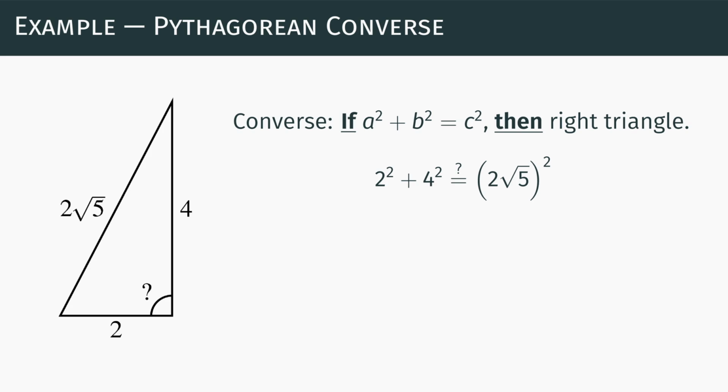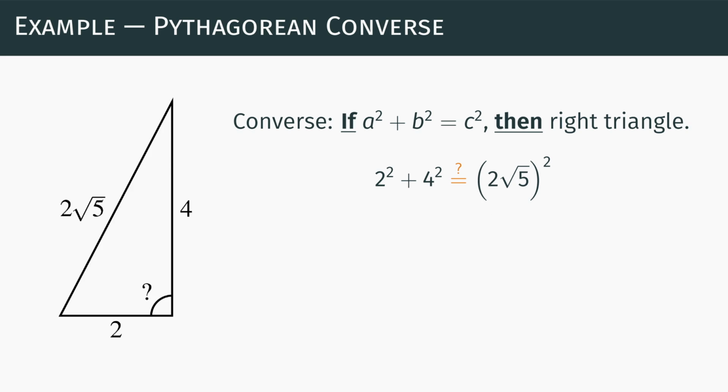We don't actually know that that's true. Notice I've got that question mark over the equal sign, and that's specifically there to point out we don't know that this is equal, right? We don't know that a squared plus b squared is c squared. All we know is that we're trying to figure out if this is true or not, right? We're trying to figure out, is 2 squared plus 4 squared the same thing as 2 root 5 squared?